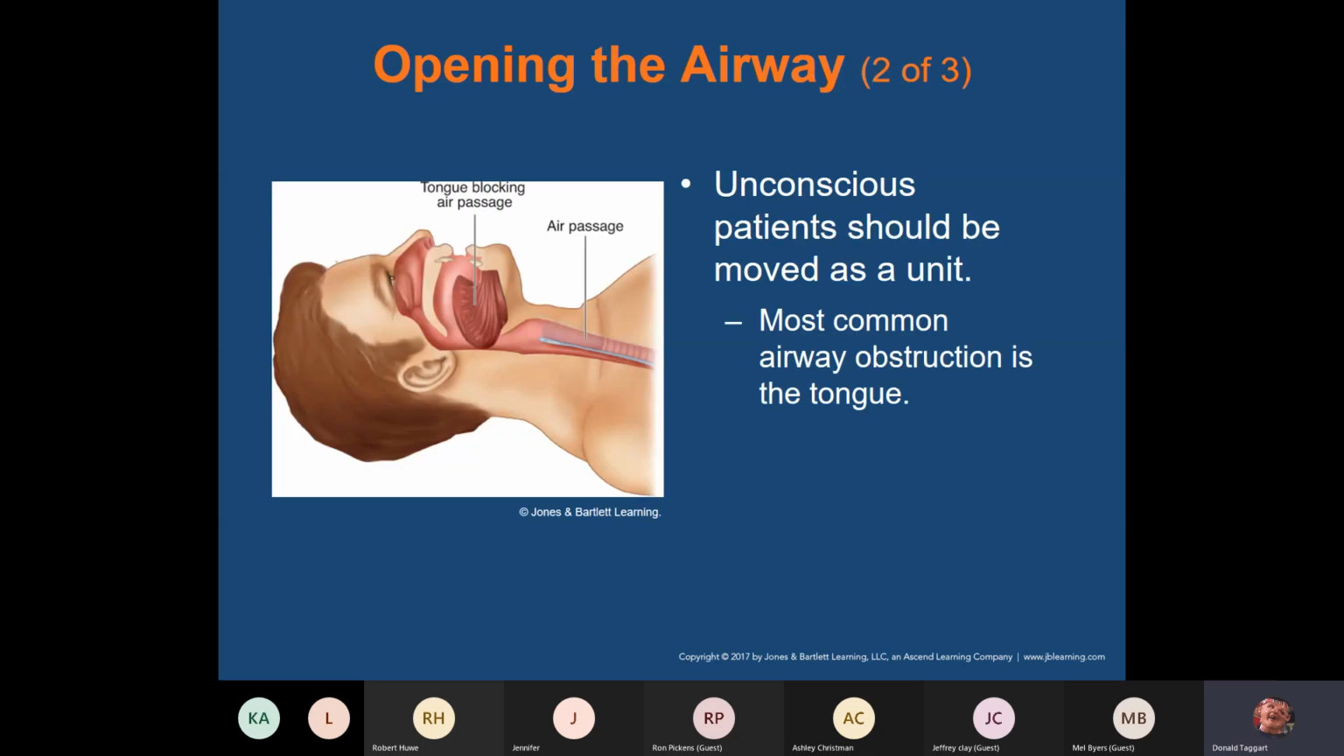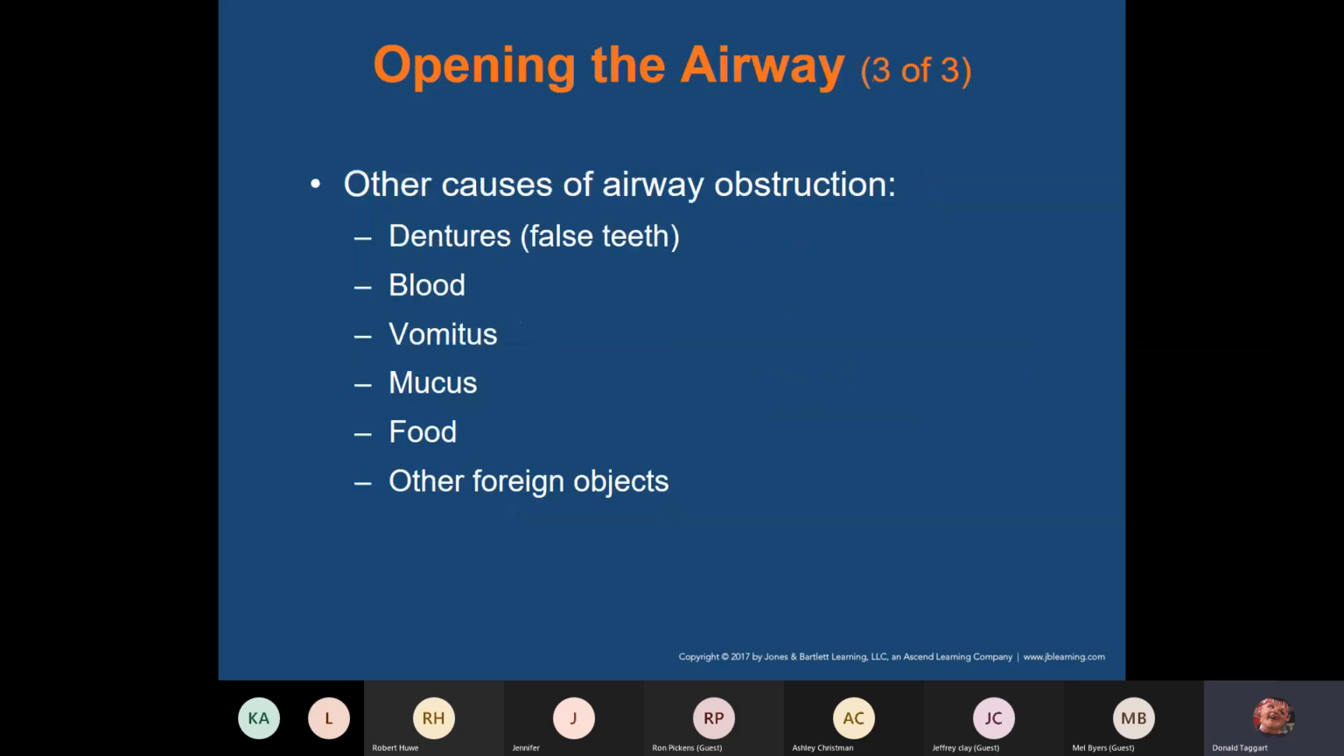The most common airway obstruction in your patient is going to be their tongue. And we're going to talk about 2 ways, in what situations, to move that tongue out of the way. The most common obstruction is their tongue. Other causes: dentures, or even their real teeth. Someone gets bashed in the face, they have teeth sitting back there.